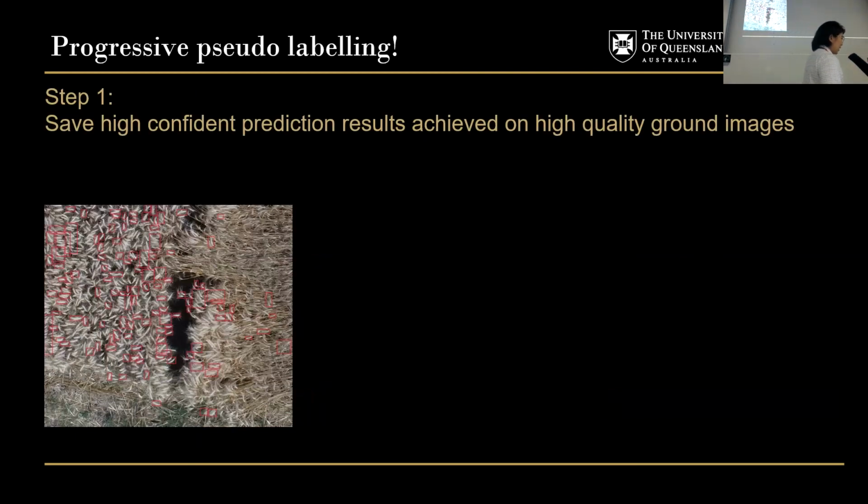So how can we actually resolve these two limitations together at once? The two limitations are annotation cost and the domain gap. So why don't we just use the original UAV images as the training scene? Because, well, we don't have labels, but we have a machine learning model. Can we use a machine learning model to annotate it? The answer is yes. So here we introduce a progressive pseudo labeling strategy.